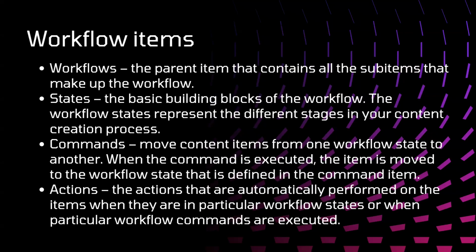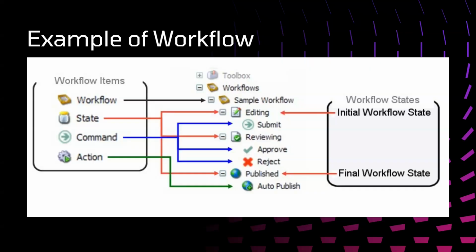And the final one is the action. The actions that are automatically performed on the items when they are in a particular workflow state or when particular workflow commands are executed. Here in this example, auto publish is an action. Whenever the content is in published state, the auto publish action will be performed. So it will publish the content automatically, whatever content is present in the final published workflow state. So here in this workflow, editing would be the initial workflow state and published would be the final workflow state.